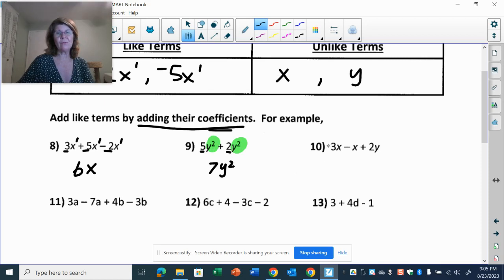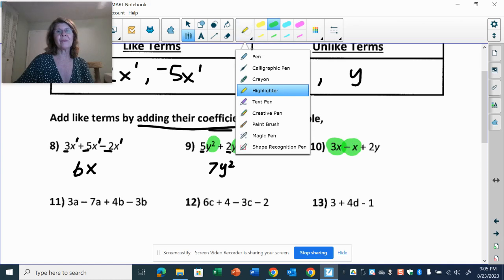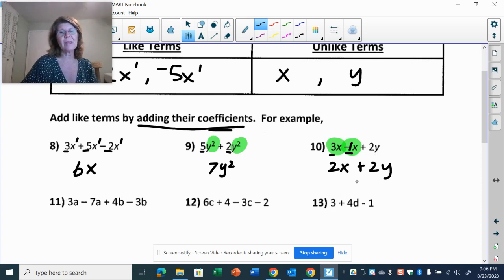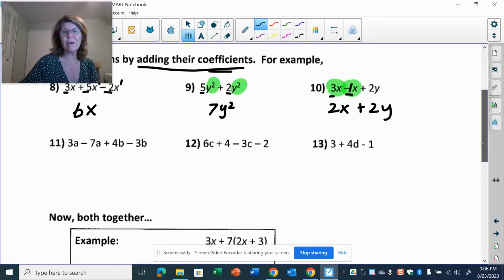And we'll look at this one. I've got 3 and the x. Those are like terms, right? Because they're both x's. Then I have the 3, and then this would be a -1. So 3 minus 1 is 2. And then you just bring down the x, that stays the same. And then 2y I can't combine with anything, so I'll just leave that as plus 2y. That's it. That's how you combine like terms.